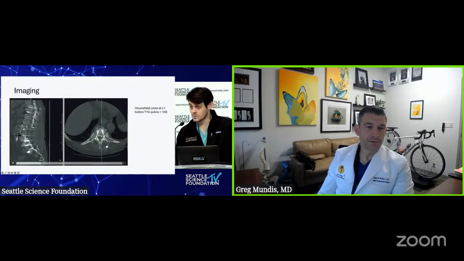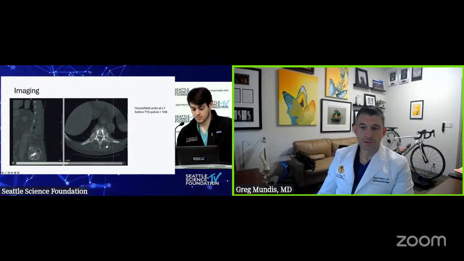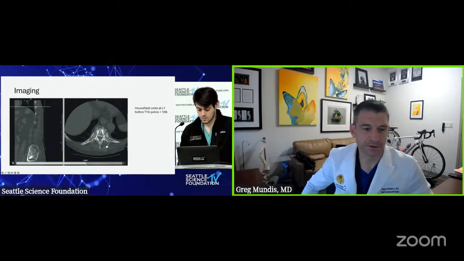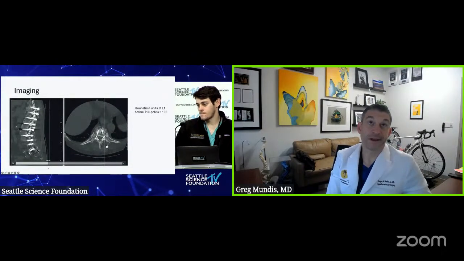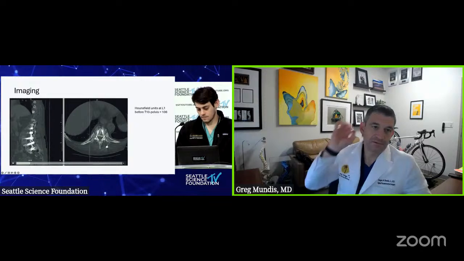And here's a CT demonstrating this. Her Hounsfield units at L1 prior to the T10 to pelvis surgery were 106. What's that tell you, Colin? That would put her in, I don't know if you can designate it as osteoporosis, but I believe less than 110 is in the warning zone. Yeah, you're right. You can't diagnose them off of Hounsfield units, but you know the warning signal should be going off, right? Yeah.